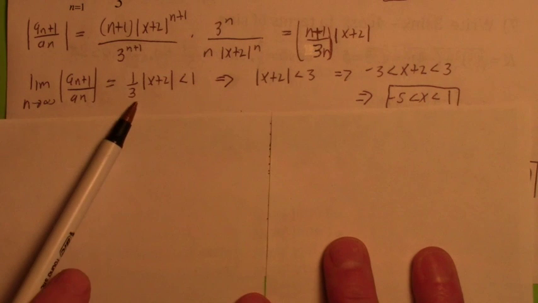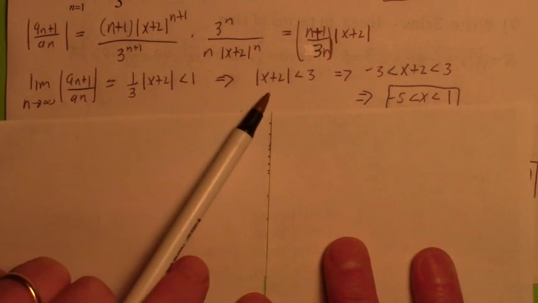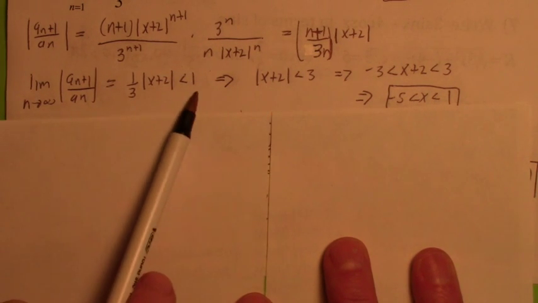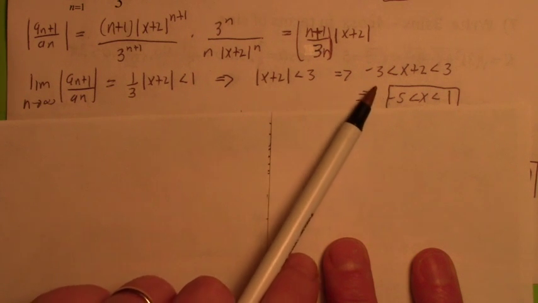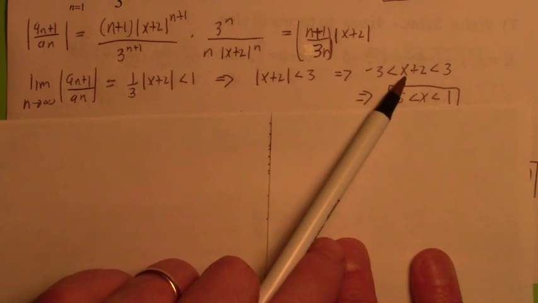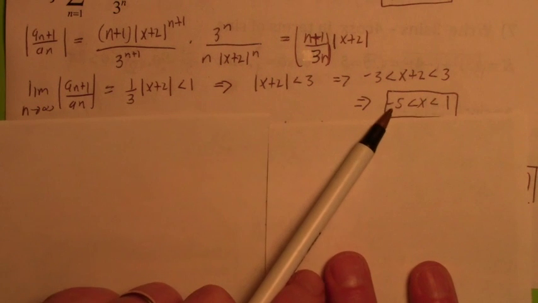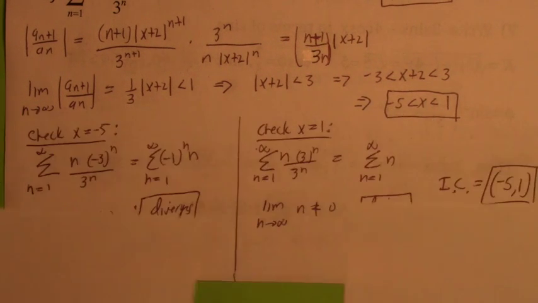And so we get that the absolute value of x plus 2 must be less than 3 by multiplying both sides by 3. Then you can break it up and say x plus 2 is between negative 3 and 3. When you add 2 to everything, you get negative 5 and 1.